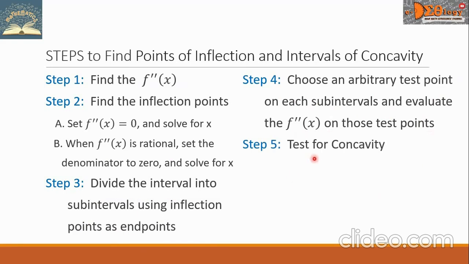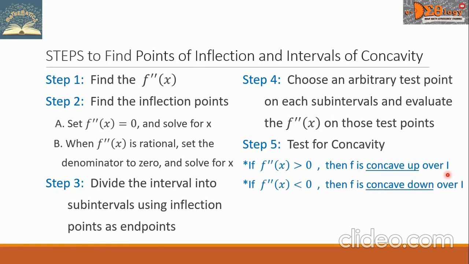Step 5. Test for concavity. We say that if the second derivative of the function is greater than 0, or we say positive, then the function is concave up over that subinterval. If the second derivative of the function is negative, or we say less than 0, then the function is concave down over that subinterval.